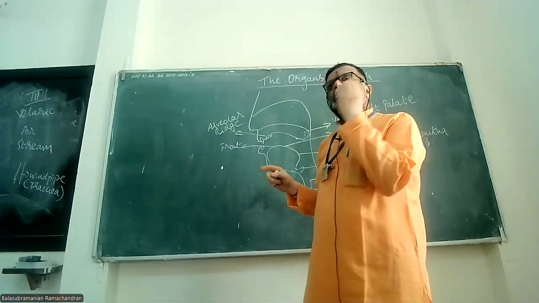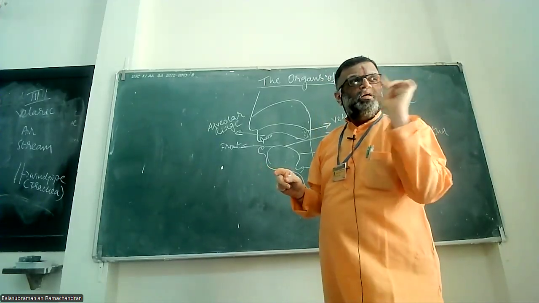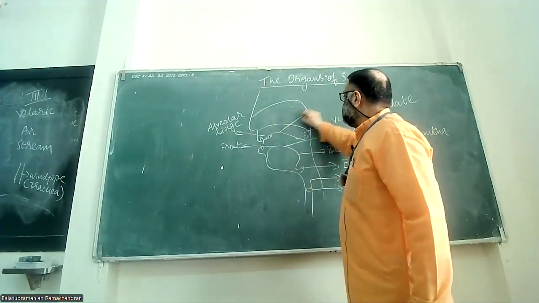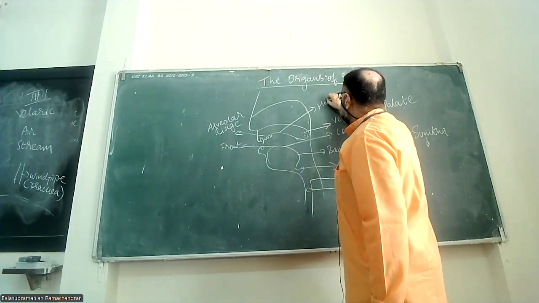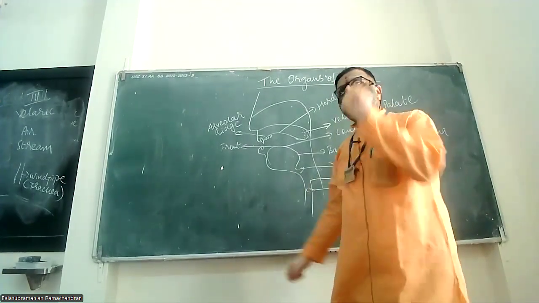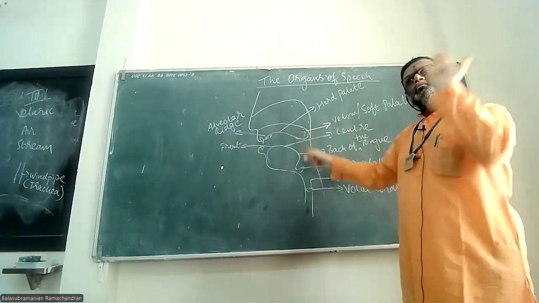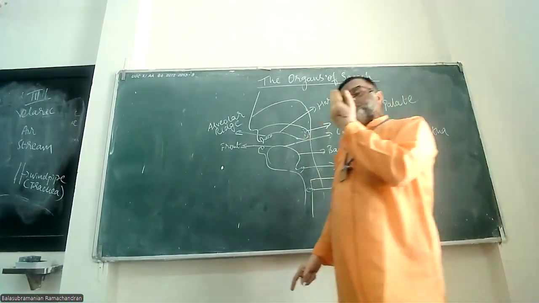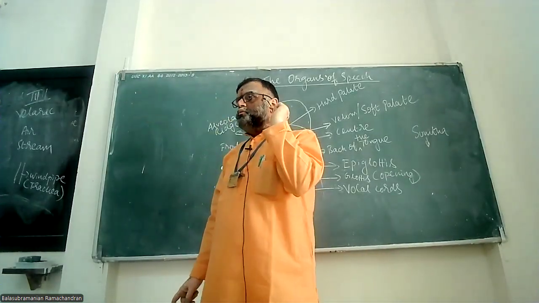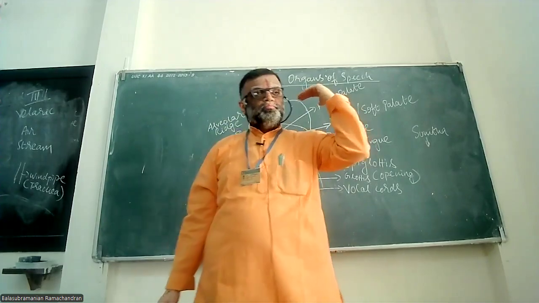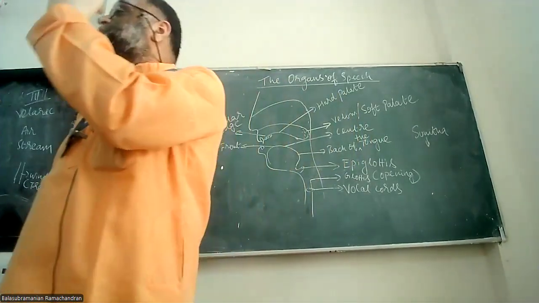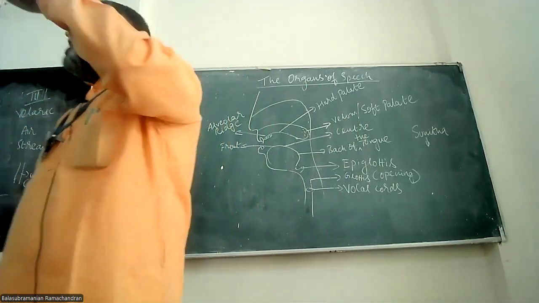Then there is a smooth part just behind the alveolar ridge. That is the hard palate. Further down, you will not be able to speak when your tongue runs over it. That is the back part of the roof of the mouth, the soft palate.